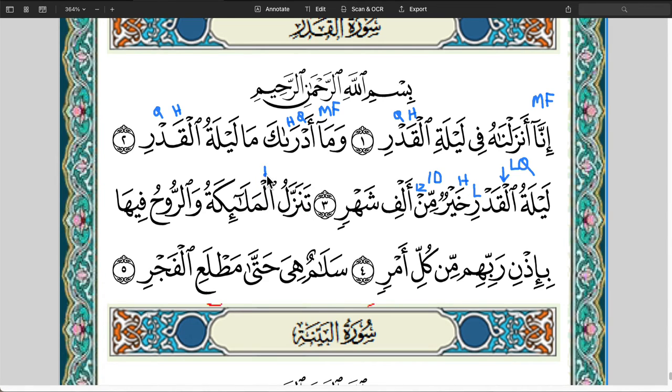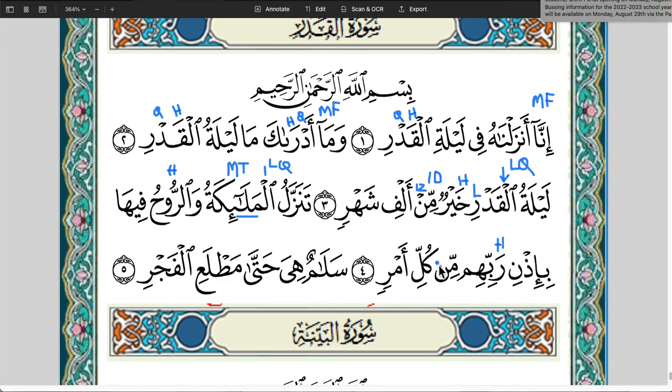تنزل. This lam is قمرية. ملائكة, in one word that would be a mad متصل, because we have alif and the sign of mad here. الملائكة, so we go four counts here. والروح, this is very heavy, ra heavy. روح فيها بإذن ربهم, heavy ra.